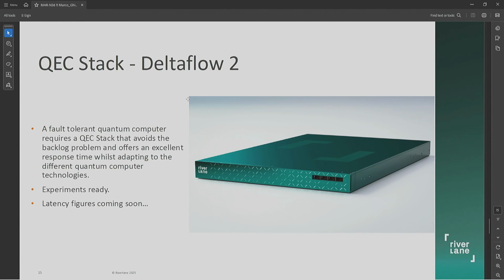A short summary, if you want. First thing is a fault-tolerant quantum computer really requires a QEC stack. Without quantum error correction, we are not really able to produce the computation that we need, and we need to be experiments ready. A presentation before from Samin was explaining all the steps that are required to get the computation, and the user is happy with that.